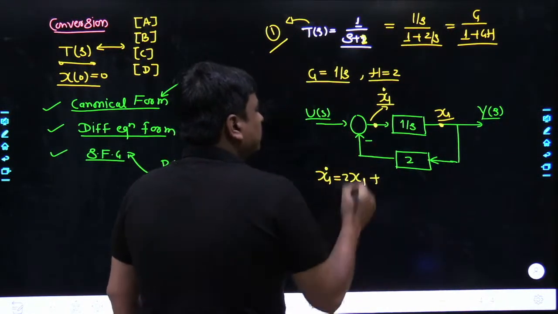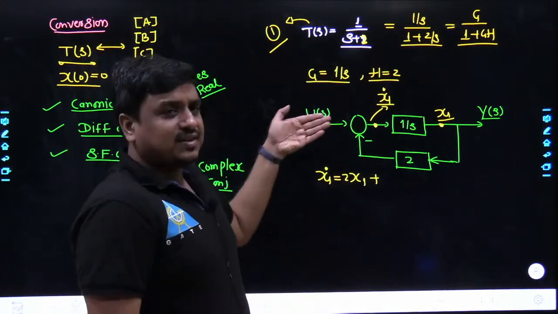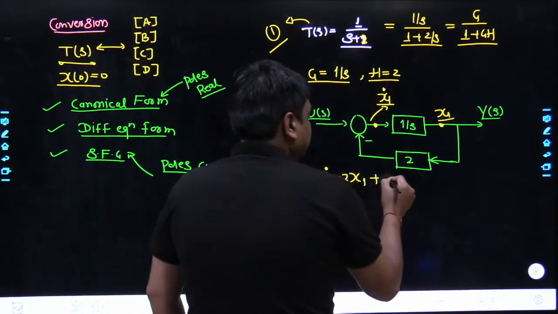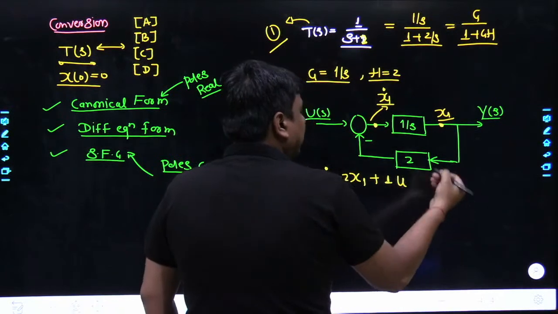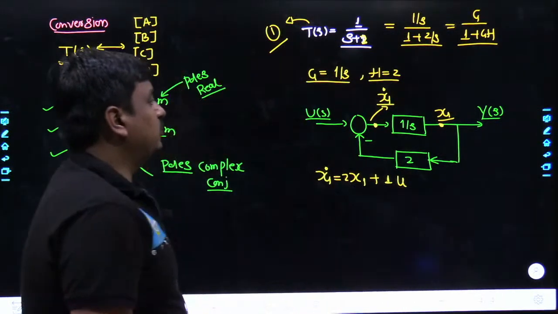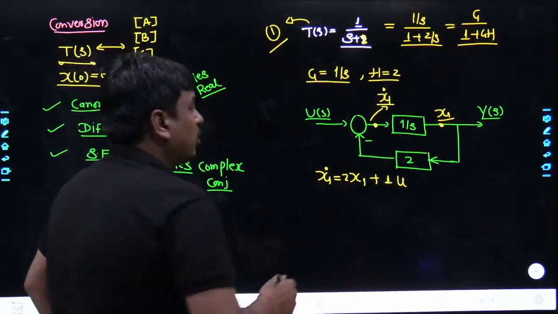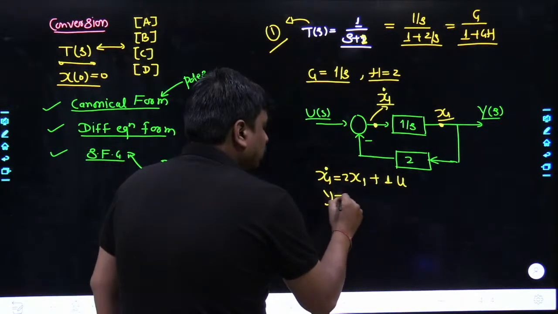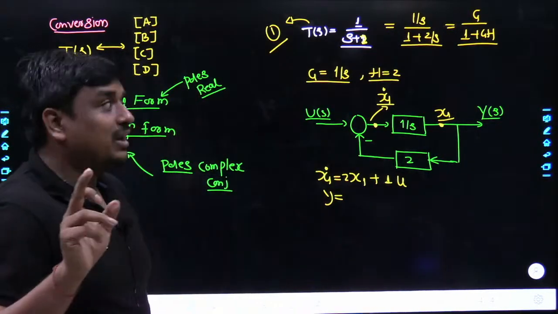And may I know how much input we have? The input has straight away been fed in. So here it is going to be 1 times u of t, or simply you can write 1 of u. Similarly, if we talk about the output, the output should also be written in the time domain. Nobody should have any confusion as such.